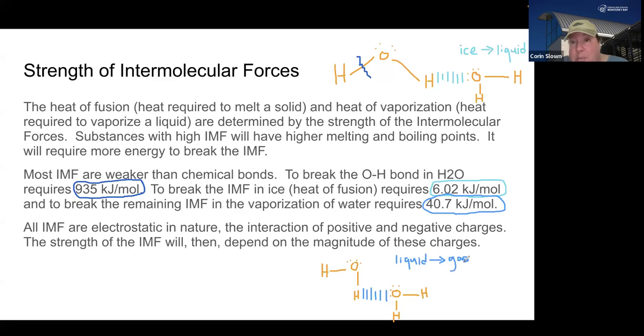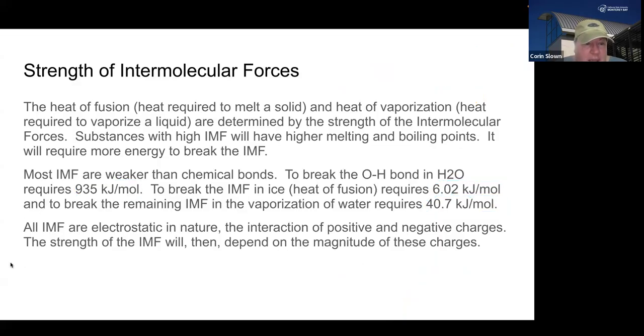So, a really important takeaway point for us, and something that we'll be grappling with this week, is that the strength of our intermolecular force is going to depend on the magnitude of charges. All intermolecular forces are electrostatic in nature, so it's really coming down to partial positive, partial negative charges and how that affects the behavior of water. Okay.